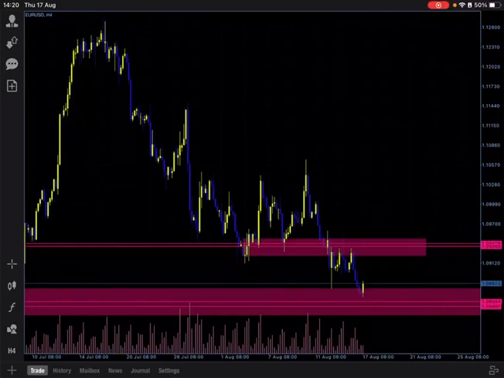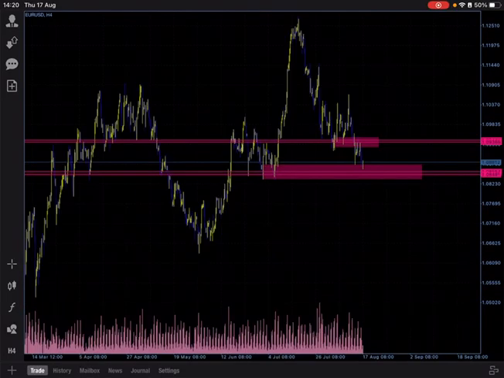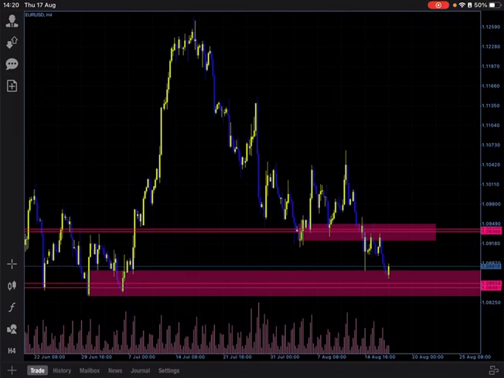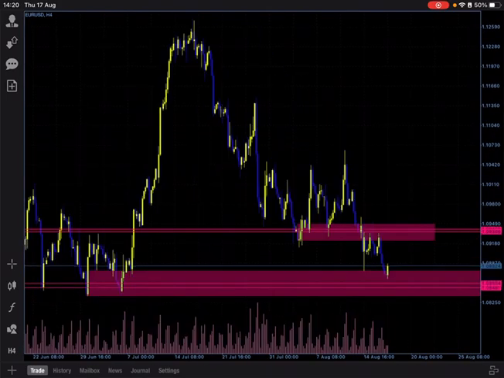Alrighty, let's have a quick run through of all the pairs, starting with Euro USD. Now mind you, today we do have a bit of high impact news later in the evening during the US session for USD pairs, so something to be careful of.